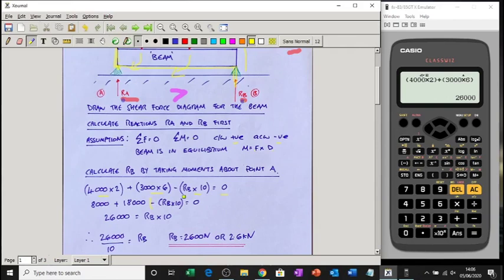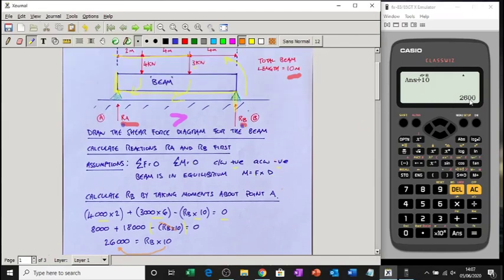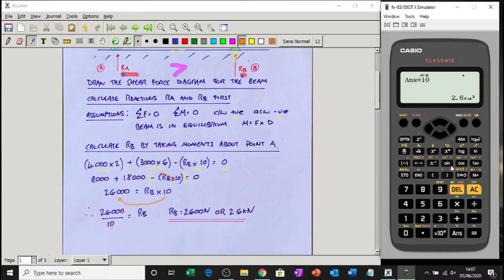This is a negative term, so I'll bring it across to make it positive. I'm going to add RB times 10 to both sides, which means it gets rid of it there and it comes over here. So 26,000, because that plus that is 26,000, equals RB times by 10. Therefore, I'm going to bring the 10 down to here and leave the RB by itself. So 26,000 divided by 10 is 2,600. If you don't believe me, you should need a calculator for that. So reaction B is 2,600 newtons, or 2.6 times 10 to the 3, or 2.6 kilonewtons.